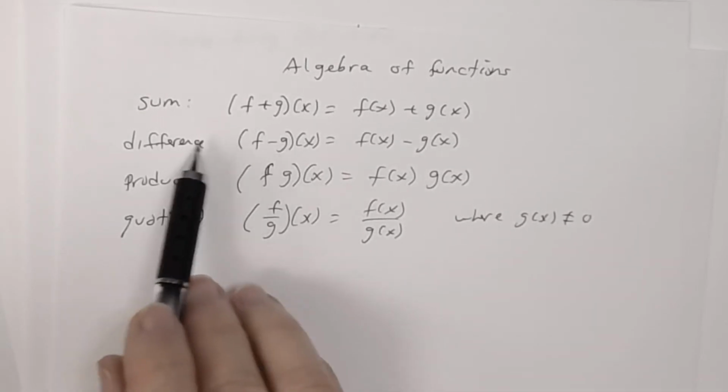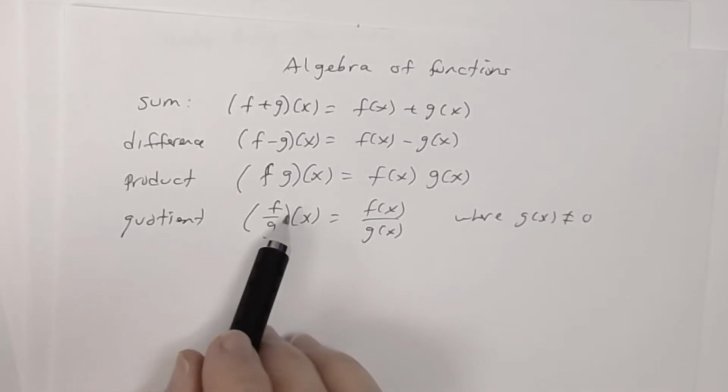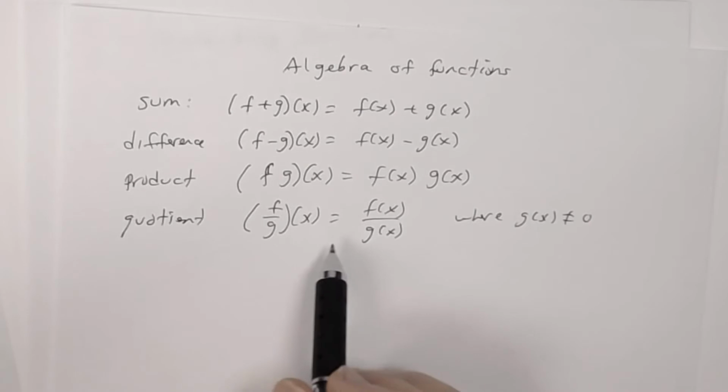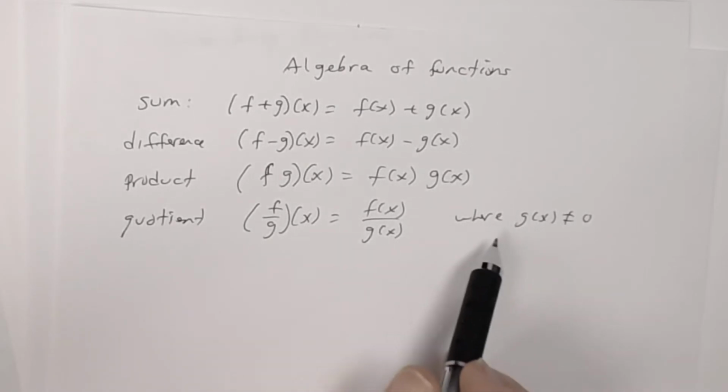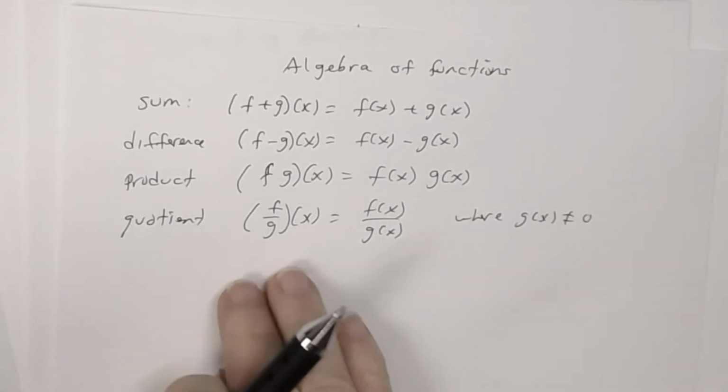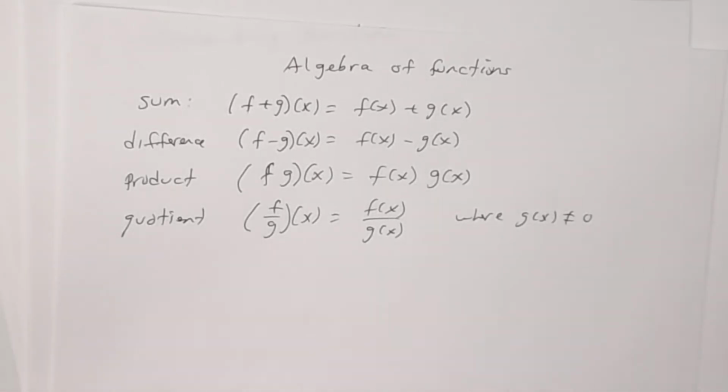So just like with subtraction, the order matters. So whatever is listed in the numerator must be listed in the numerator. And remember that the quotient exists as long as your denominator is not 0. Okay, so that's something you have to remember for what we're about to do.